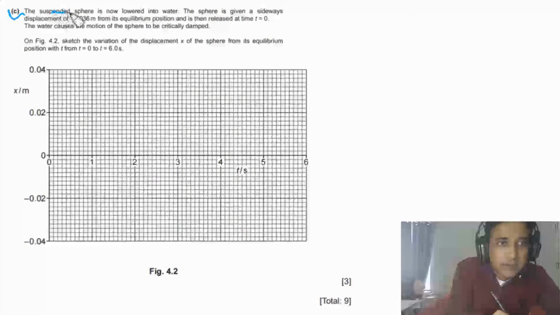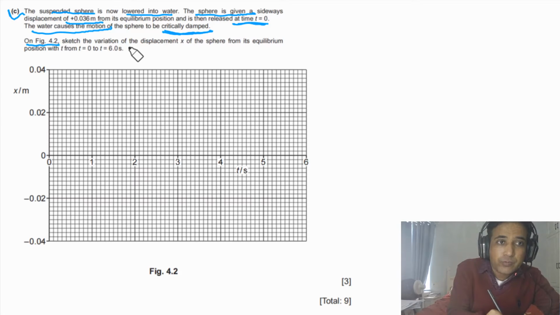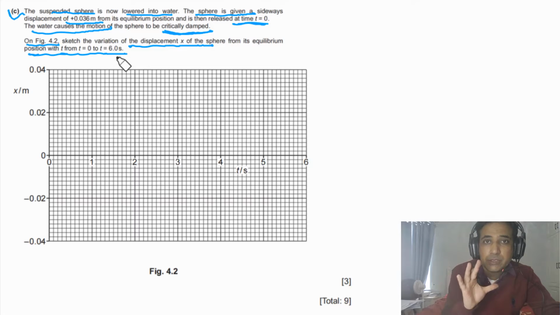Part C says the suspended sphere is now lowered into water. The sphere is given a sideways displacement of 0.036 meters from its equilibrium position and is then released at time t equal to 0. The water causes the motion of the sphere to be critically damped. On figure 4.2, sketch the variation of the displacement x of the sphere from its equilibrium position with time from t equal to 0 to t equal to 6.0 seconds.